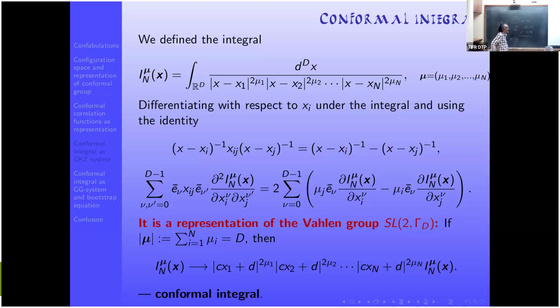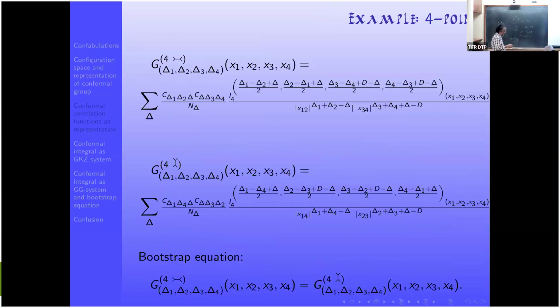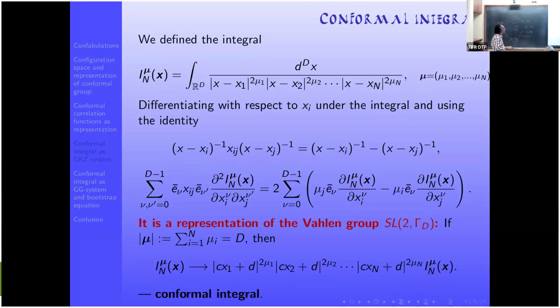One more comment is that the sum over mu i is d. So those mu are smaller than d. So at the coincident point, there is not really a singularity. So yeah, that's right. But probably you will get other powers, right? Yeah, so what happens is, after I have taken out these factors, this is the conformal integral. So this is why it's called a conformal integral.